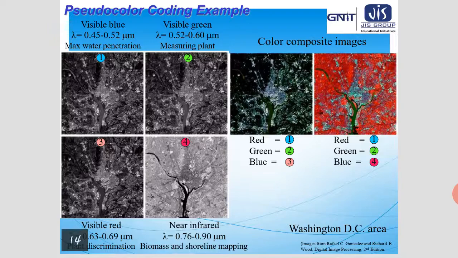For the fourth image, we can see the near infrared, lambda 0.76 to 0.92 micrometer, biomass, and the corresponding mapping has been done. So in the right side image we can see the corresponding color composite image of all these 4 grayscale images, and we can see it is much more clear. And these are satellite images of the Washington DC area, which have been used to elaborate the example for pseudo color image coding.